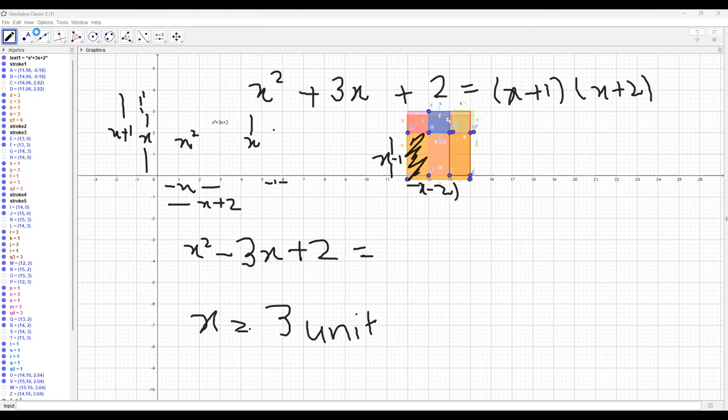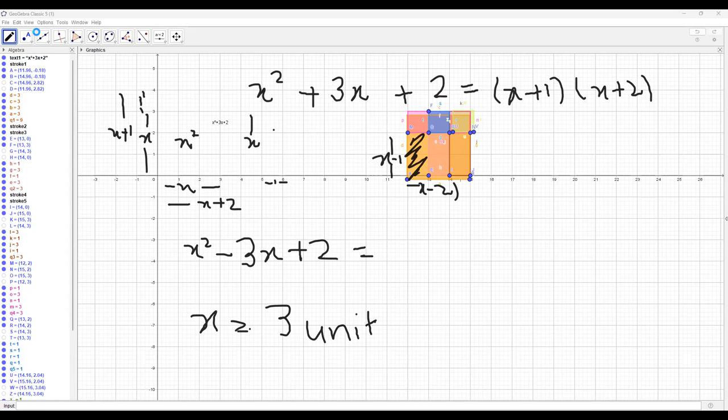Now, how to save this one, ma'am? Can you repeat your question? How to save this one? If you want to share, sir, you can save the file, and after that you can share. You can save with your file name and it will be automatically saved in your system. Actually, I'm using this GeoGebra offline. I have already downloaded the software. If you are going to use the software in online mode, then you can share with your email ID or your WhatsApp number.